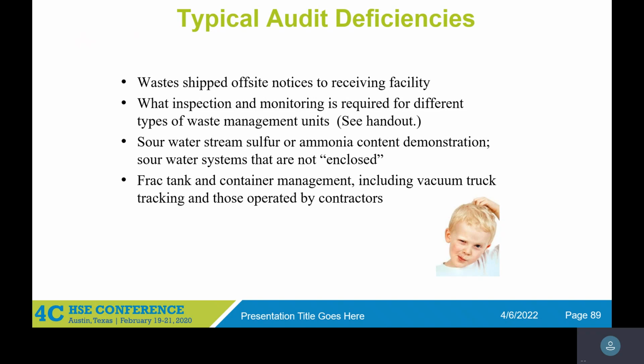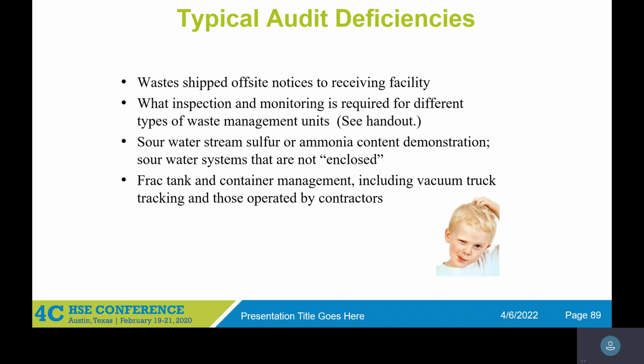The typical audit deficiencies. Here's some of the things that we have not talked about. Waste shipped off-site notices to receiving facilities. You have to let them know that that's a BWON waste, and that you want it control or on control, right? So typically if you're sending a notification, it's because you want to control. You don't have to send them. Yeah, no, this is just what you want them to do.